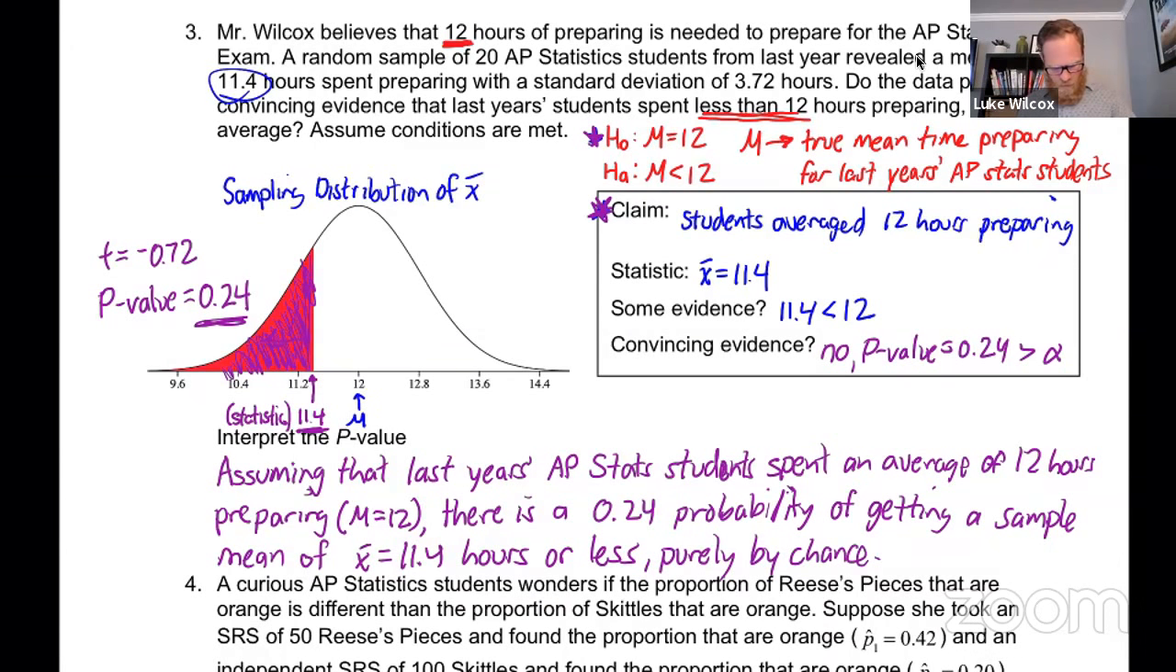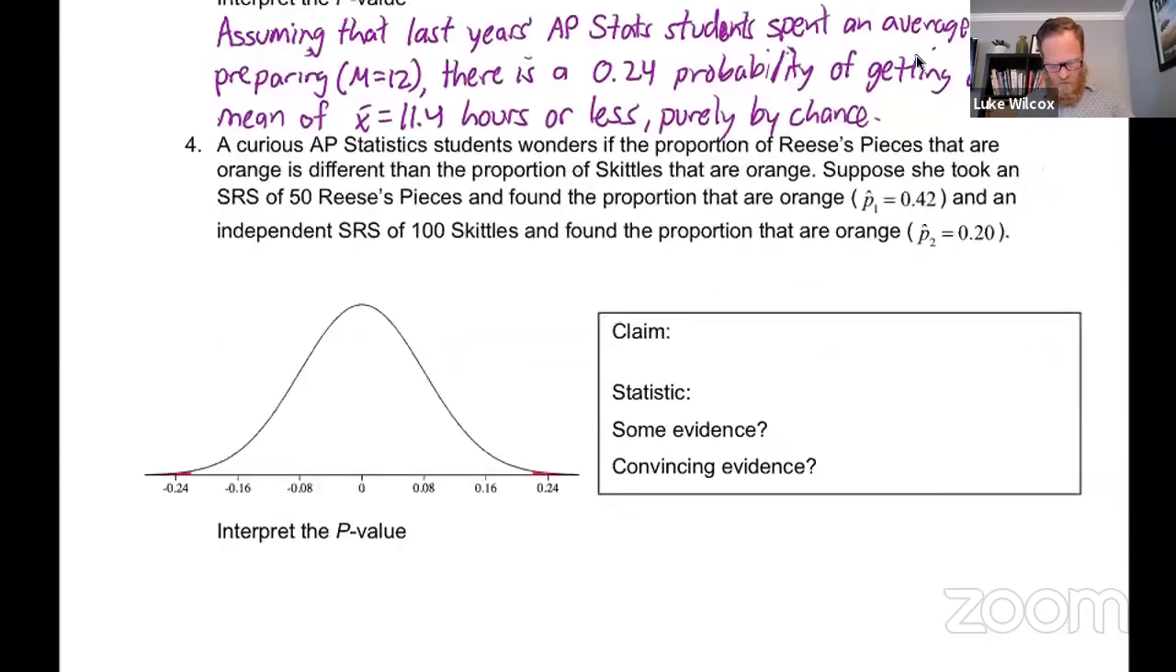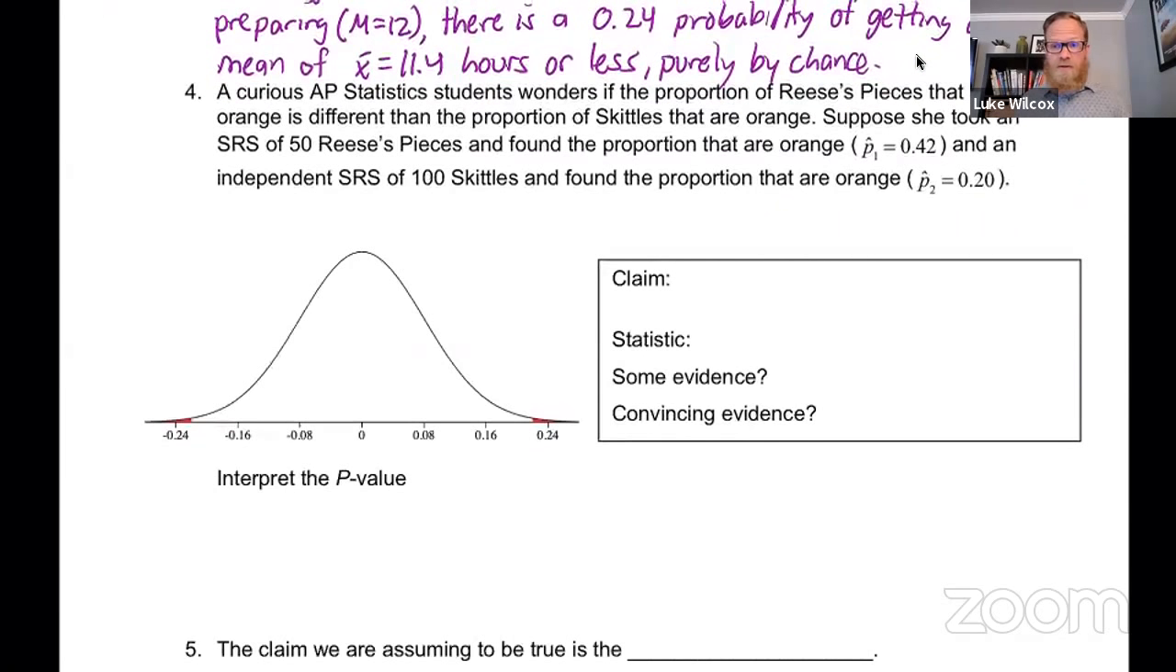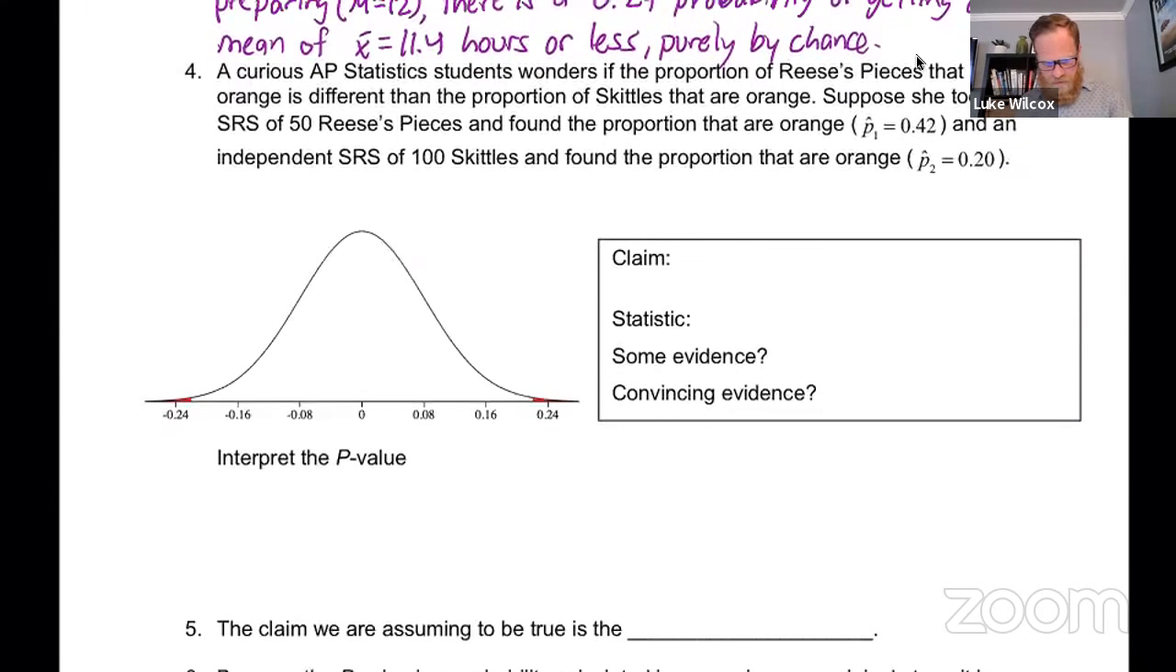Okay, this leaves us with one more example problem to go through, which would likely be a little bit later in the course, probably something you covered right towards the end of the course. Here's what it says. A curious AP Stat student wonders if the proportion of Reese's Pieces that are orange is different than the proportion of Skittles that are orange. Suppose she took an SRS of 50 Reese's Pieces and found that the proportion that are orange, P1 hat, is 0.42, and an independent SRS of 100 Skittles and found the proportion that are orange, 0.20.